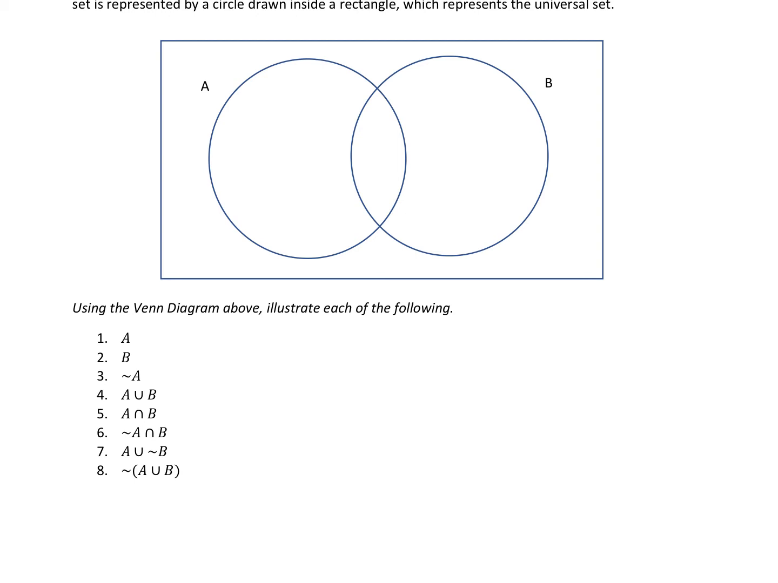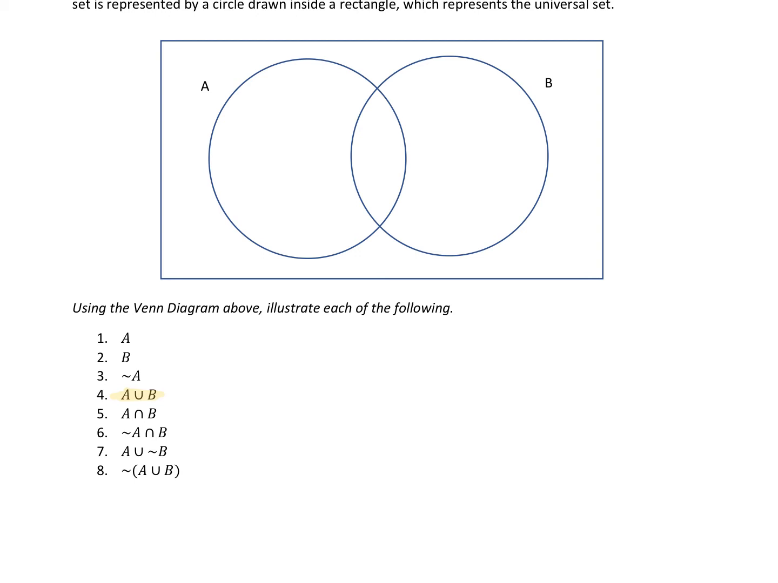Okay, let's look at number 4. So number 4 asks us to represent A union B. So the union is when you bring all of the elements from each set together in one large set. So the union contains the elements of set A, and then the union will also contain all of the elements from set B. So to represent it with the Venn diagram, you would shade in all of set A along with all of set B, and that would be the union. So that picture represents A union B.